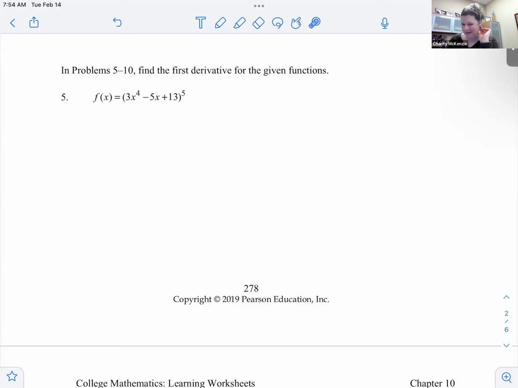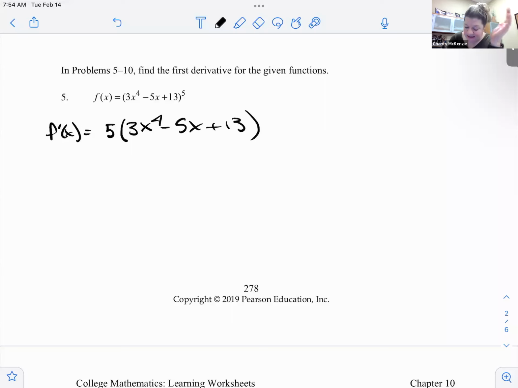It would take you forever. So chain rule tells me I can do what's outside. Okay. So I'm going to bring the five out front. Oh, I'm going to label this as a derivative. Sorry. And then I'm going to keep everything the same inside. Same, same, same. Drop this down to a four.